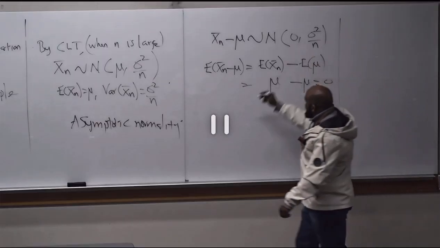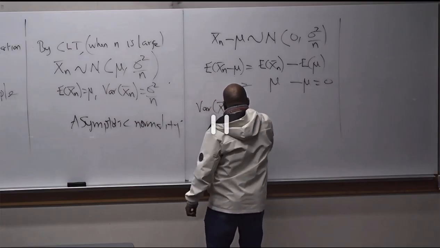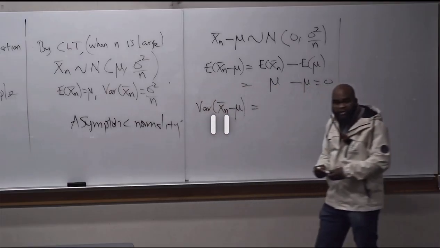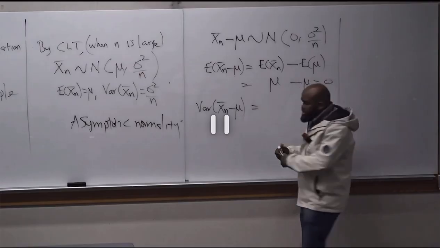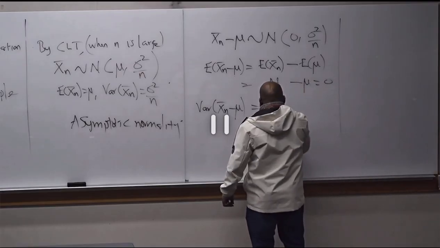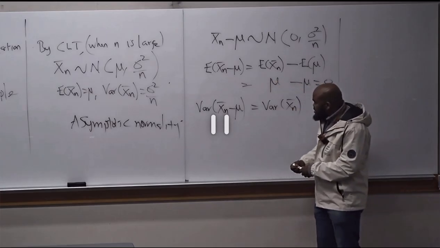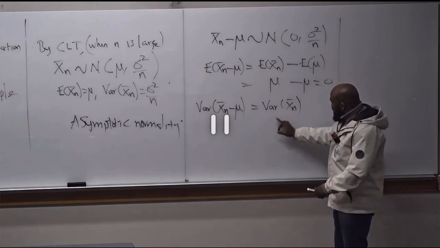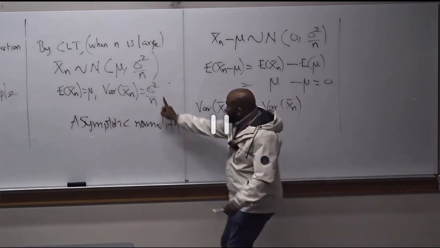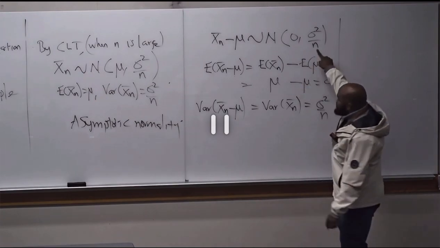Now, let's talk about the variance. I want to figure out the variance of x bar minus mu. Because mu is a constant, this is the same as the variance of x bar. Do you agree with me? Because this guy is a constant, and the variance of a constant is 0. And what is the variance of x bar? It's sigma squared over n. Take a look at that. And that is why we have this.